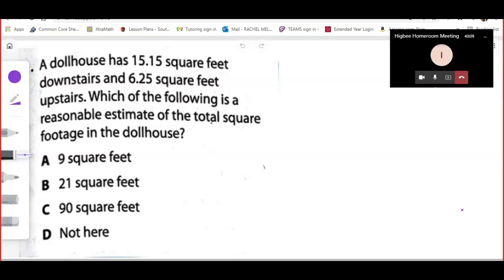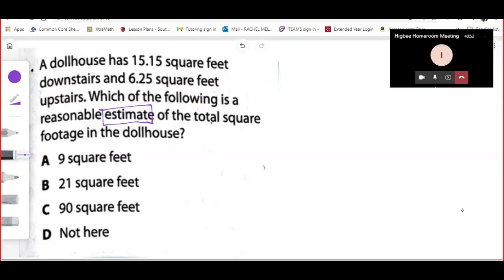Read this for us. A dollhouse has 15,500 square feet downstairs and 6,500 square feet upstairs. Which of the following is a reasonable estimate of the total square footage in the dollhouse? Okay, so this is asking about an estimate.